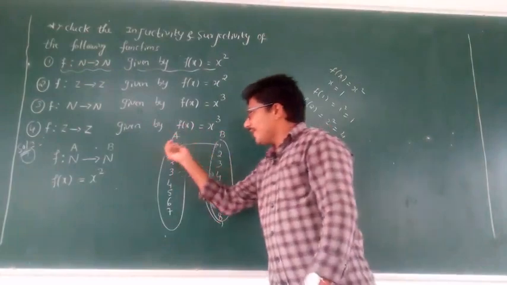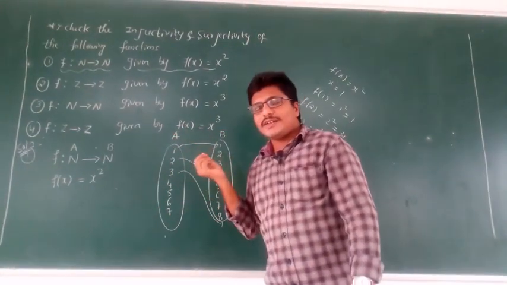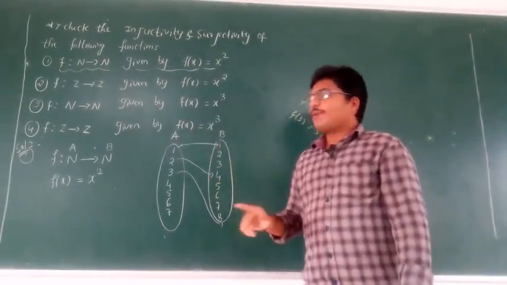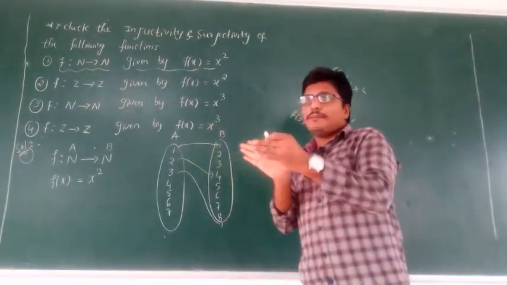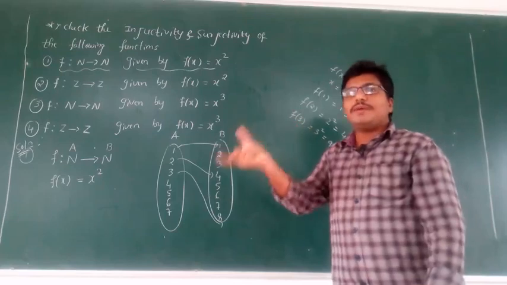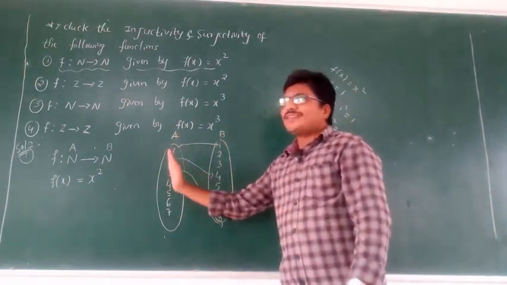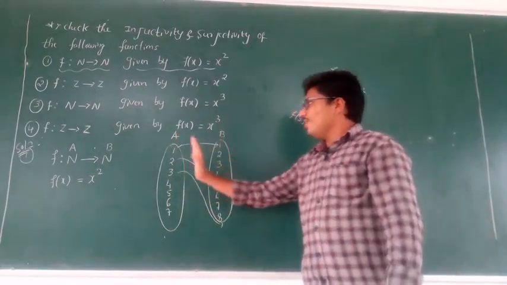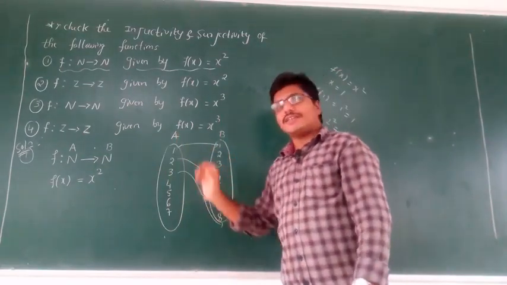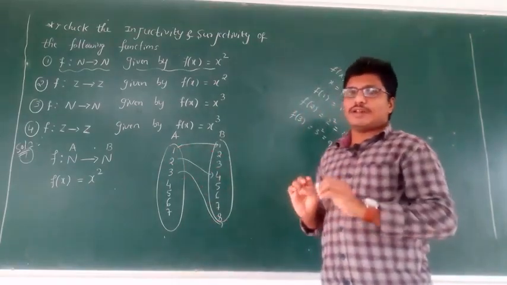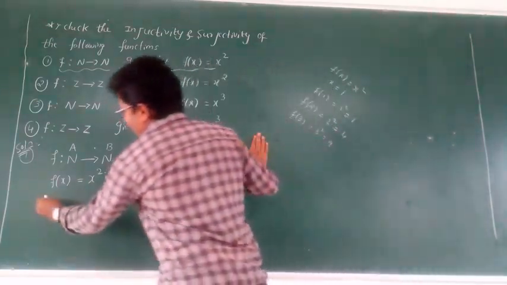Every element in set A has an image; each element of set A is in contact with an element of set B. Every element in set A has images, that's why it is called one-one. So after proving this practically, we should write it theoretically. How to write that?